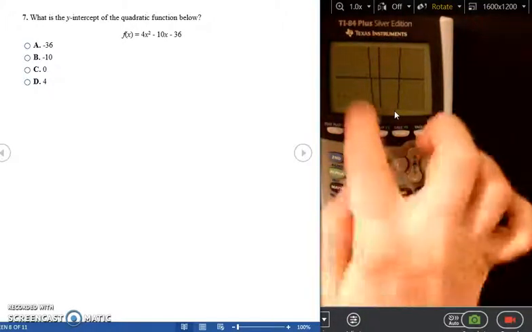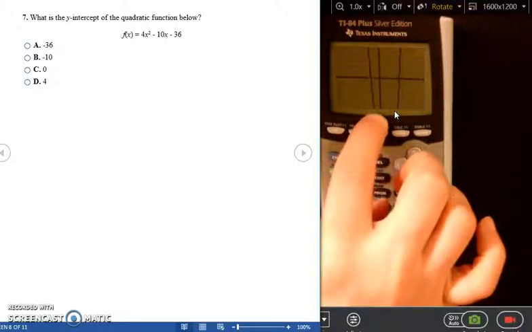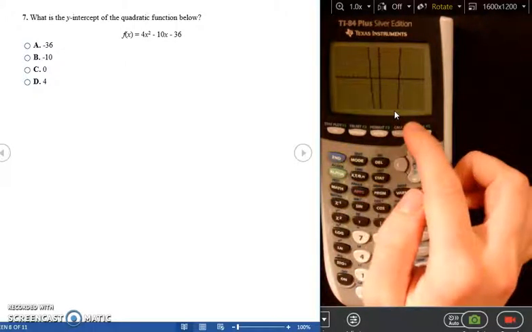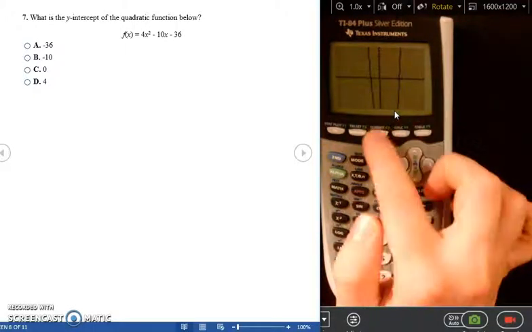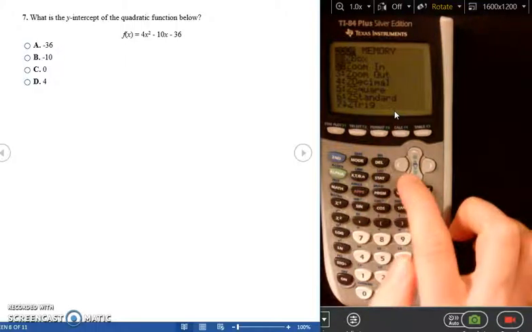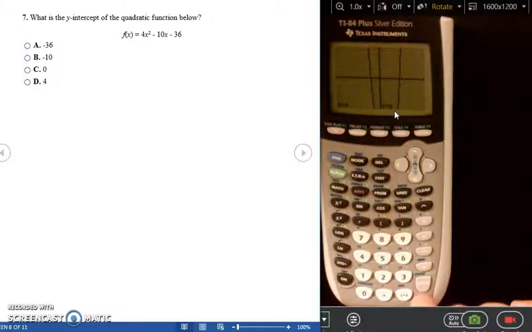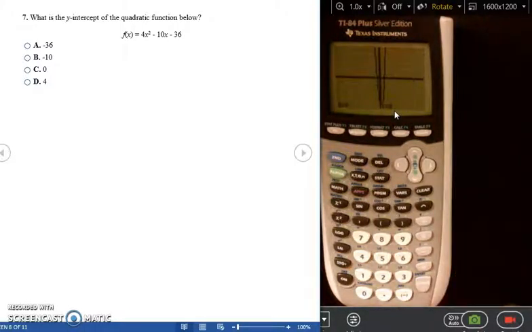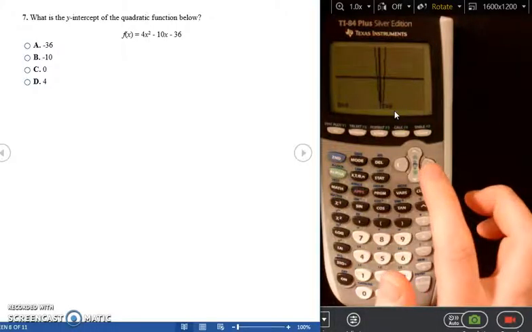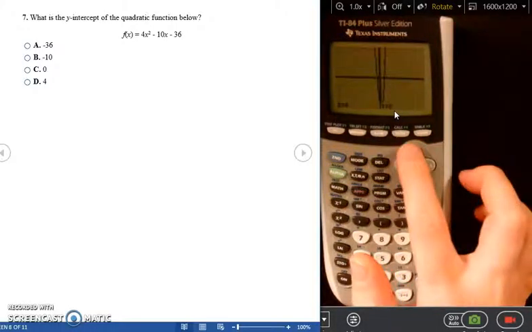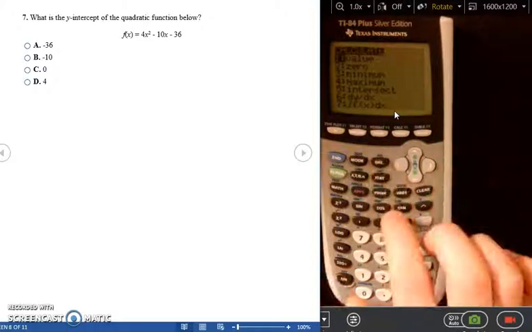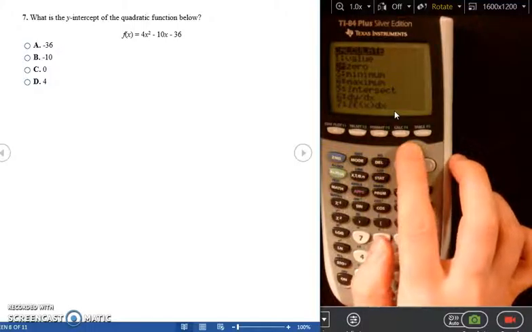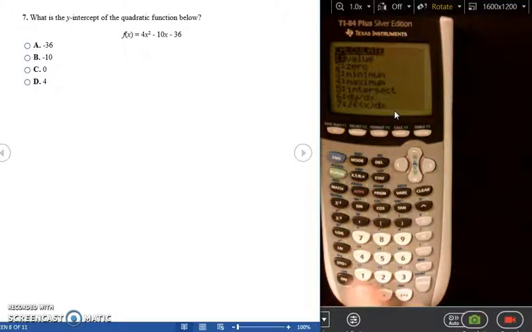And when I do that, I can't see where it's crossing the y-axis. I can see that it's going to be really negative. But what I can do is I can just still go ahead and calculate it without having to see it. If you wanted to see it though, you could press zoom out, which is choice 3, and enter. And it's going to zoom out so you can see more of the graph. And so what I'm going to do is I'm going to press second calculate. And this time, there isn't a choice here that says y-intercept, so I'm going to choose that first choice, value.